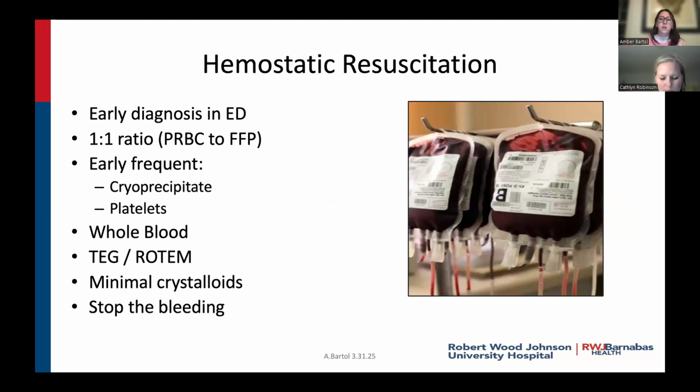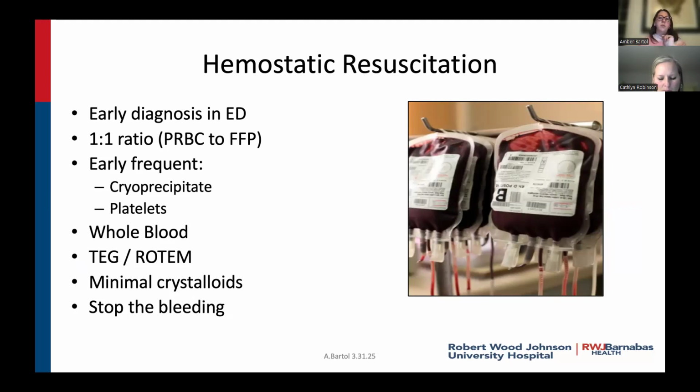So we want to be able to early diagnose these patients, and in that sense, we're identifying the early signs of shock. So we're looking at those class 1, class 2 stages of shock, the mildly anxious, the slowly creeping up tachycardia before we get to hypotension and mental status changes.